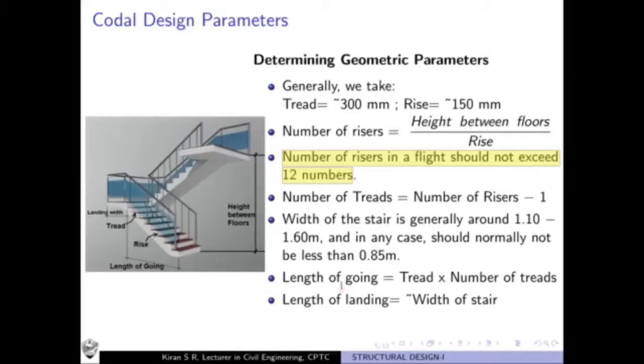Okay, now coming to the length of the landing. So you determine the length of going. Now you need to find the length of landing, or the width of landing. That is shown here in the figure. The width of landing is generally taken as the width of stair. Since you need this space throughout the entire staircase, you have to provide the width of the landing as the width of the staircase itself.